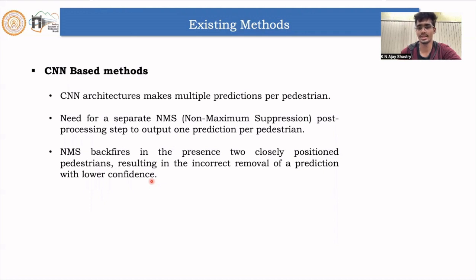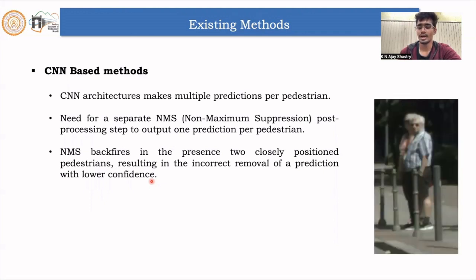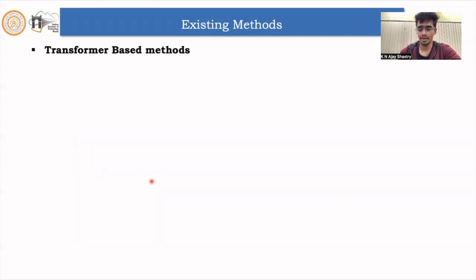Let's try to understand it using an example. Assume that there are two pedestrians very close to each other and our network predicts both of them. Since NMS uses the overlap information to remove duplicates and these two bounding boxes are highly overlapping, it removes one of them. People have tried to remove this bottleneck using transformer based object detection methods.